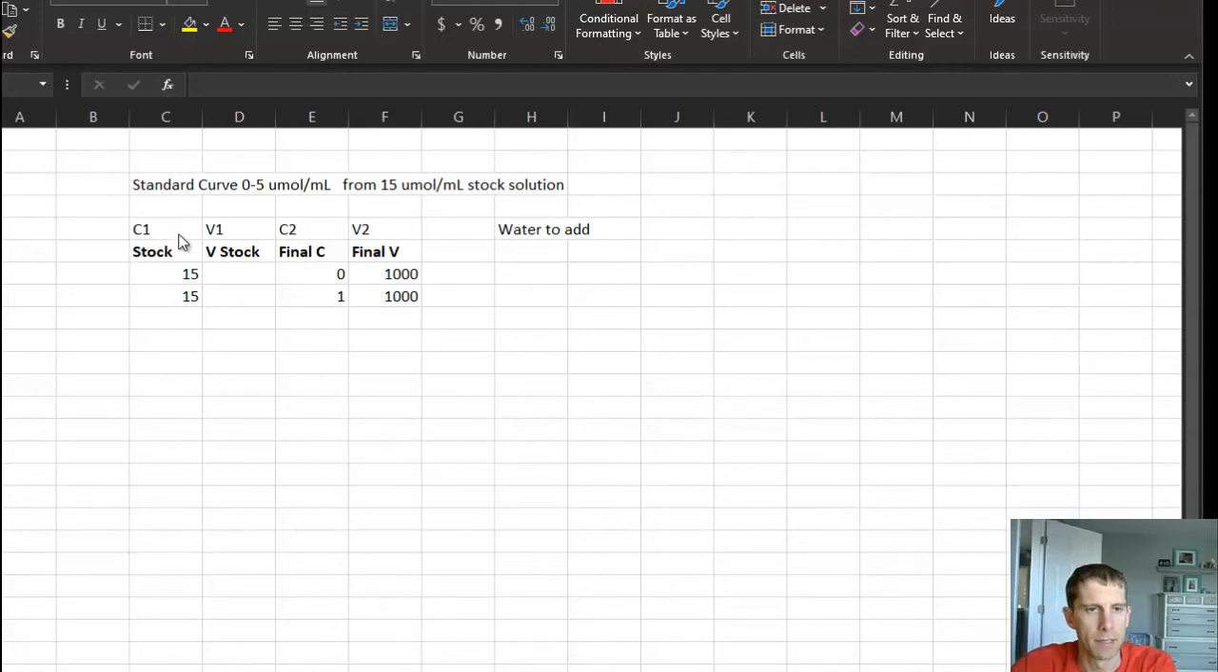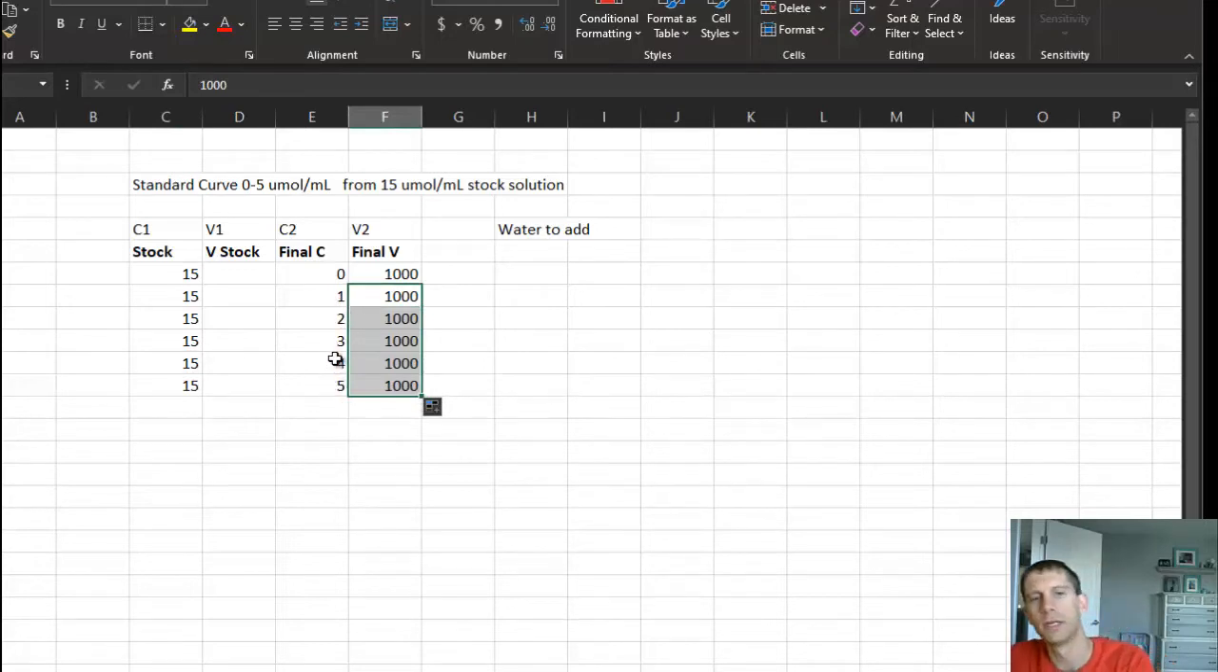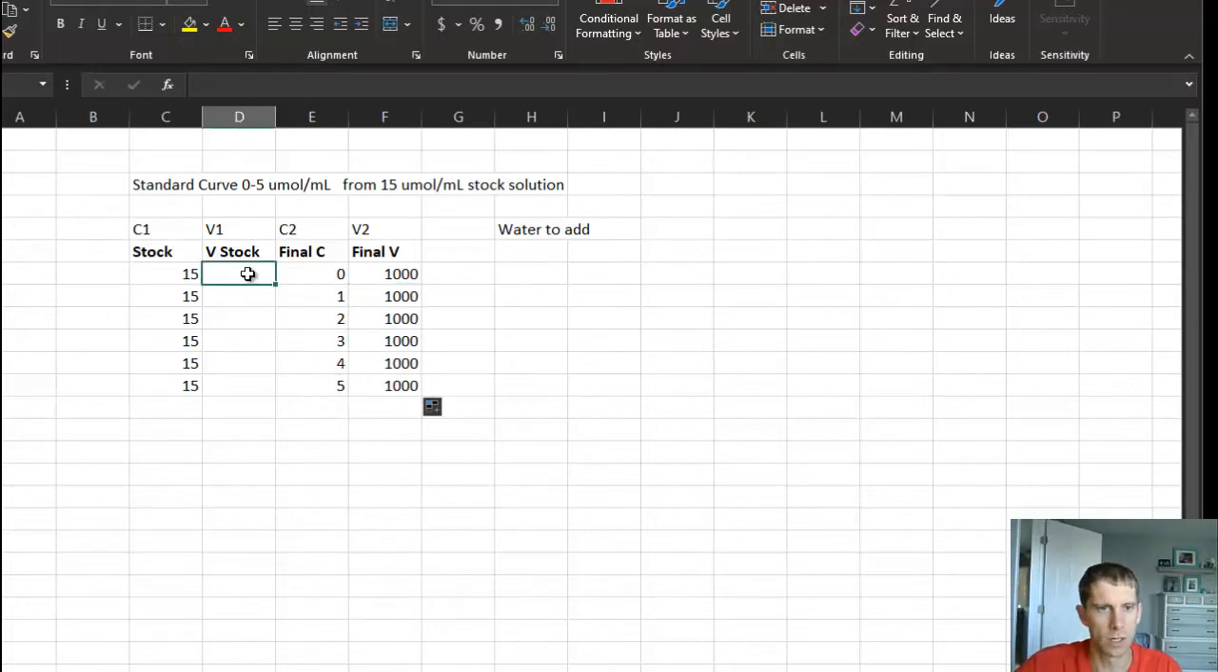So I've gone ahead and set up my C1V1 equals C2V2 equation. I'm going to make my C1 the stock concentration, which is 15 micromoles per milliliter. And we're going to have that for concentrations all the way up to our 5 micromoles per milliliter. I'll extend that one more time. And our final volume for all of them for our 0 to 5 micromole per milliliter concentration is going to be 1,000 microliters or 1 milliliter. So now we need to calculate the volume of stock solution necessary to make this.